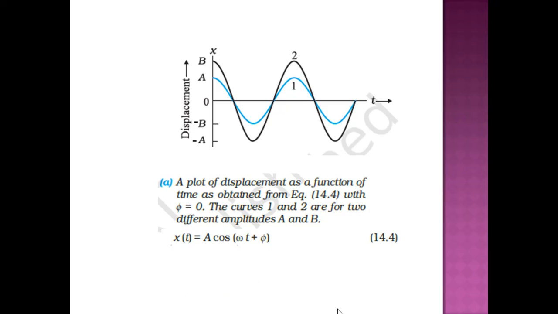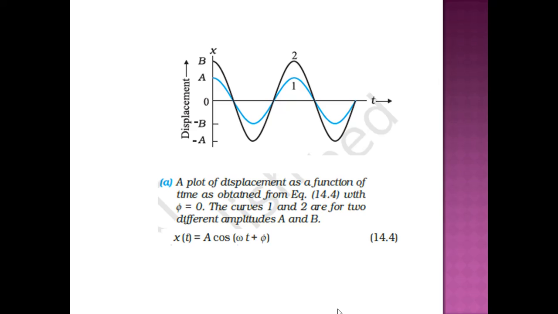Here we have a displacement time graph for two particles which are exhibiting simple harmonic motion. Now the two particles have different amplitudes. You can see the representation of one graph by blue color. It has an amplitude A, and the other graph, represented by black color, has an amplitude B. But both are in phase, both start and stop at the same time. So we say they are in phase.